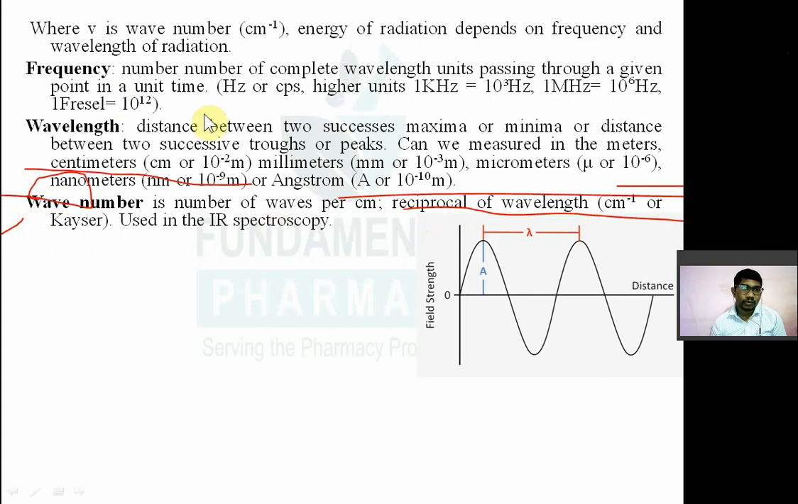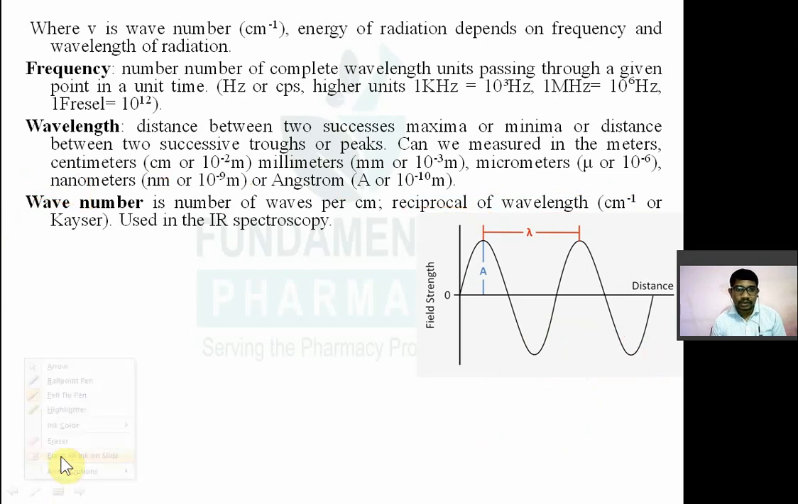If you denote wavelength by lambda, then 1 upon lambda is nothing but the wave number. Wave number is nothing but the reciprocal of your wavelength. Number of waves per centimeter, that is the reciprocal of your wavelength, and it is denoted in centimeter inverse or Kaiser. These are the two units. Centimeter inverse and Kaiser are the units of wave number.